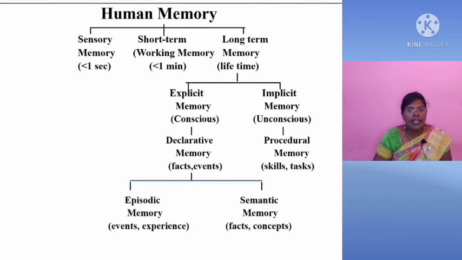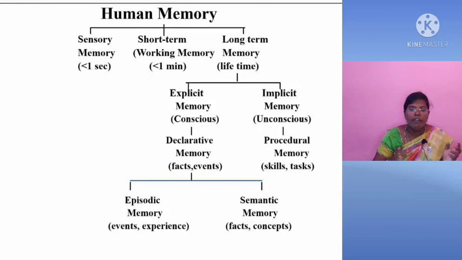Okay, so explicit memory is divided into declarative memory. We are declaring sentences: oh, I know that event, I know that fact. So we are declaring something, and that is called declarative memory. This declarative memory is again subdivided into two branches. First one is episodic memory and second one is semantic memory. Episodic memory means events and experiences. Whatever we experience, whatever events have happened, we can remember. That is called episodic memory.